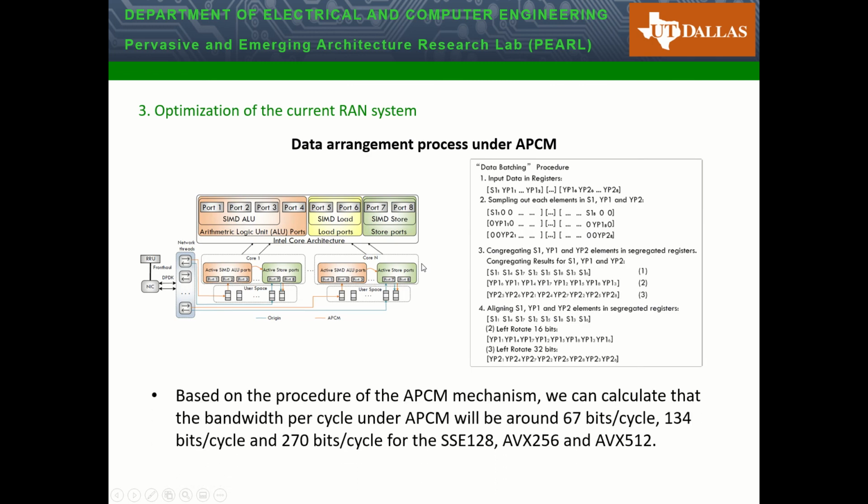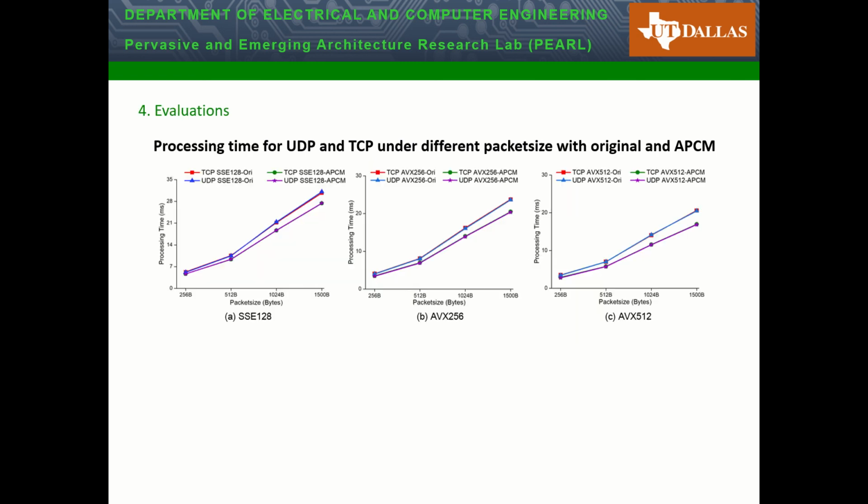Based on the procedure of the APCM mechanism, we can calculate that the bandwidth per cycle under APCM will be around 67 bits per cycle, 134 bits per cycle, and 270 bits per cycle for the SSE 128, AVX 256, and the AVX 512. And in this section, we evaluate the performance promotion by our proposed mechanism.